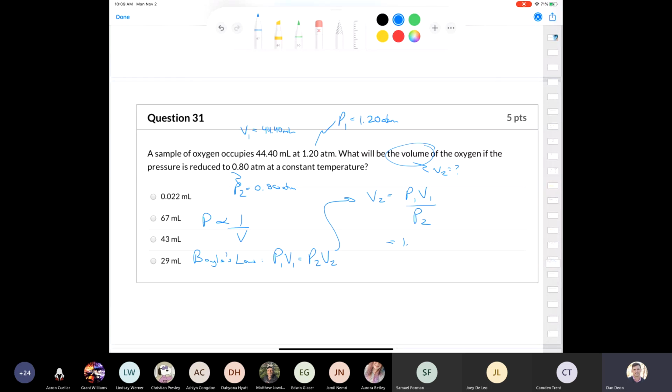Our initial pressure is 1.20 atmospheres, our initial volume is 44.0 milliliters, and our final pressure is 0.80 atmospheres. That gives us 1.2 times 44 divided by 0.8, and we end up with 66.6 milliliters, but we can only have 2 sig figs. Why? Because there are only 2 sig figs in the number I've highlighted right here. So our volume is equal to 67 milliliters when rounded off.